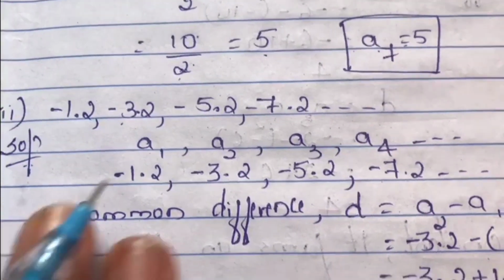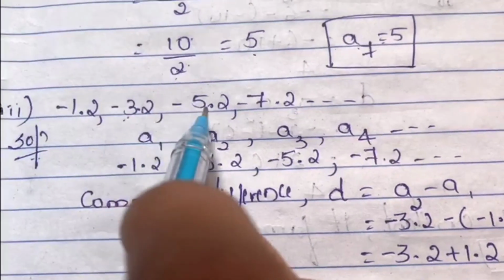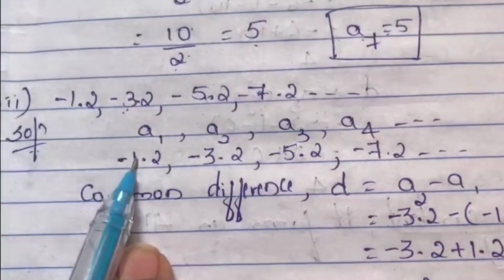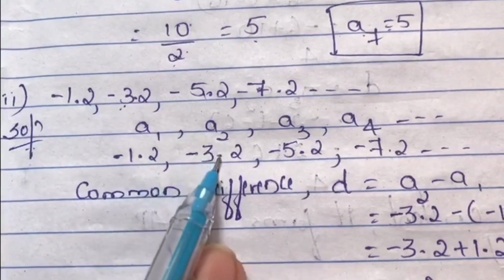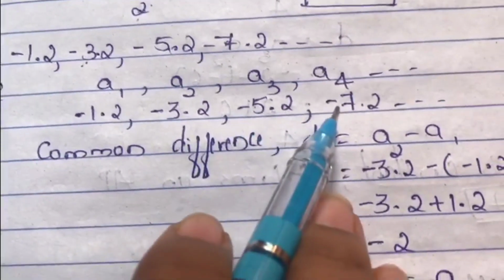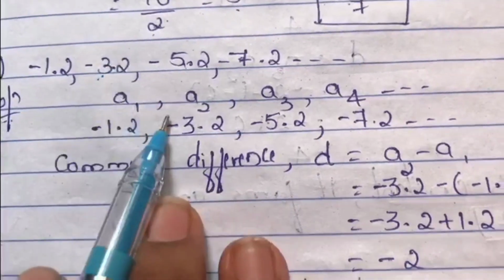Now let's move on to the third question, that is minus 1.2, minus 3.2, minus 5.2, minus 7.2. Here the first term is minus 1.2, second will be minus 3.2, third will be minus 5.2, fourth will be minus 7.2. Let's find out whether this forms an AP or not.